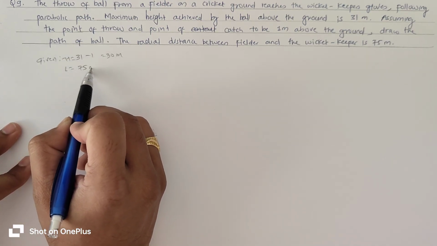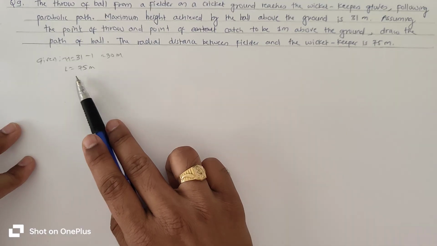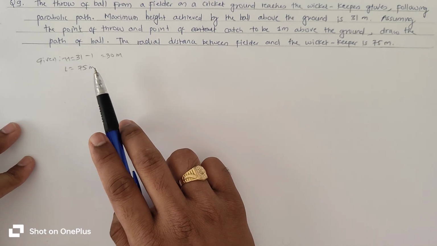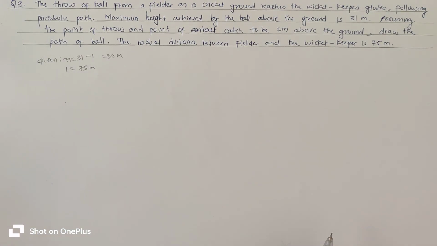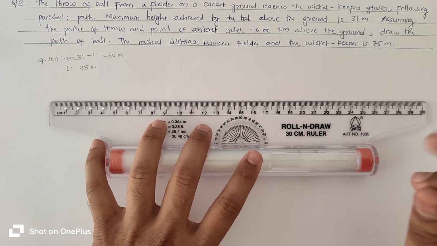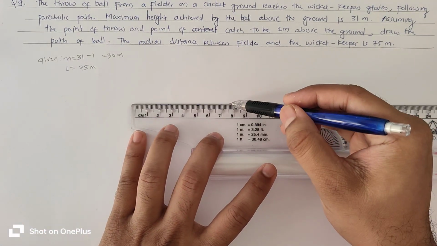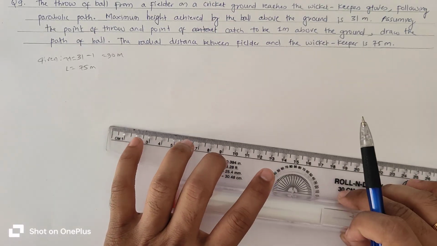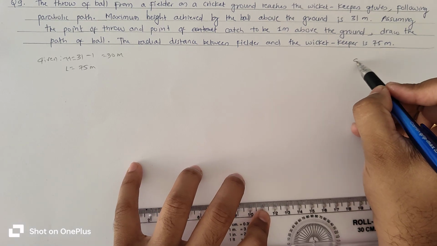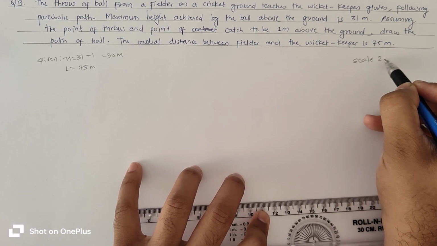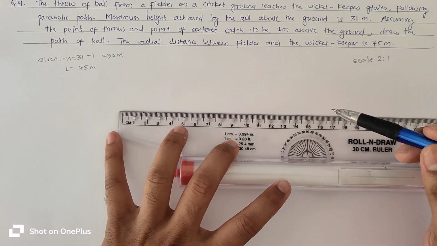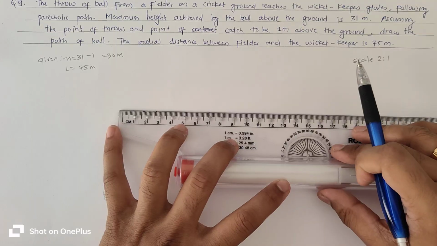If we know the height and length, that is two dimensions of a rectangle, then we will use the rectangle method for parabola. Now we will draw a rectangle of 75 mm. 75 is very small as compared to the page, so we can use a scale. Scale means we will enlarge this diagram. So we will use scale 2:1. If we use scale 2:1, it will become 15 by 6 centimeter.